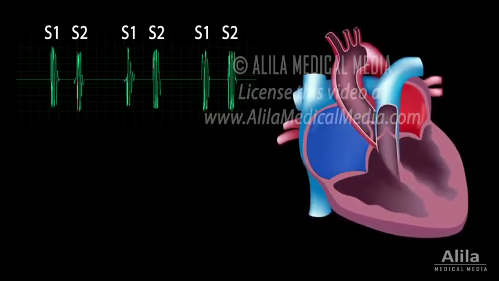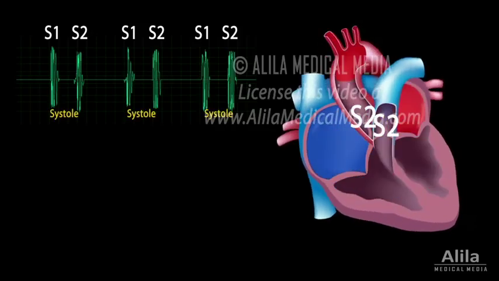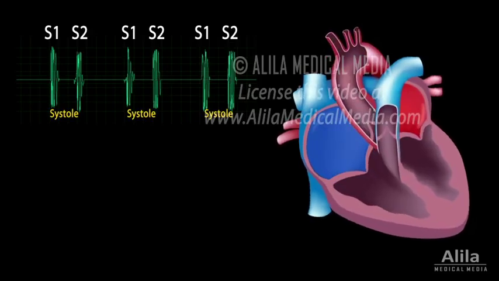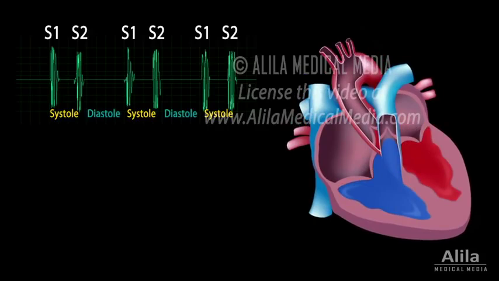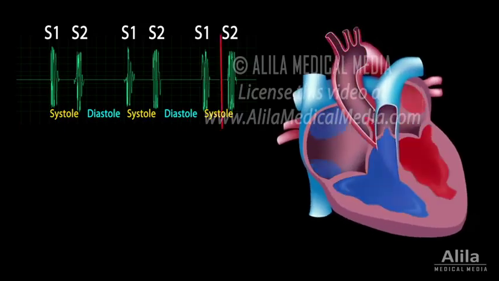The time interval between S1 and S2 is when the ventricles contract, called systole. The interval between S2 and the next S1 is when the ventricles relax and are filled with blood, called diastole. Diastole is longer than systole, hence the lub-dub, lub-dub, lub-dub.